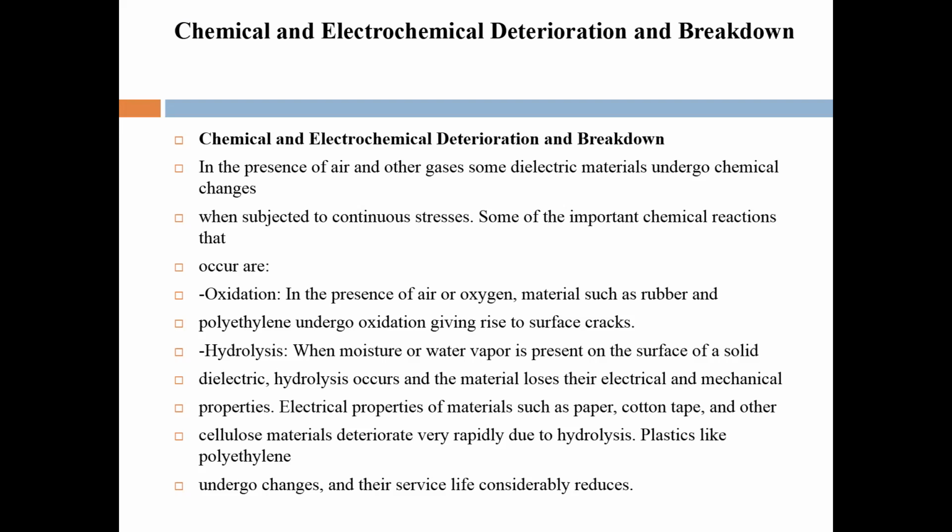Electrical properties of materials such as paper, cotton tape, and other cellular materials deteriorate very rapidly due to hydrolysis. Just like plastics, polyethylene undergoes changes and its service life is considerably reduced. What is the last effect of all this? Chemical and electrochemical deterioration and breakdown. Their service life is considerably reduced due to the chemical and electrochemical deterioration and breakdown.